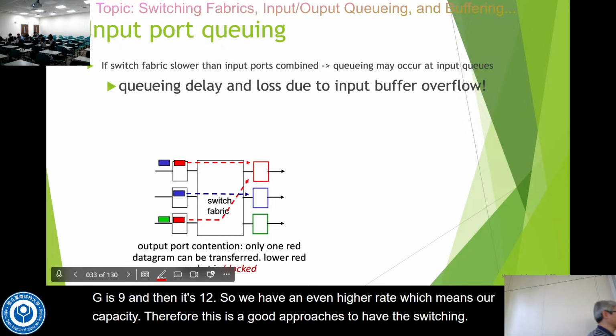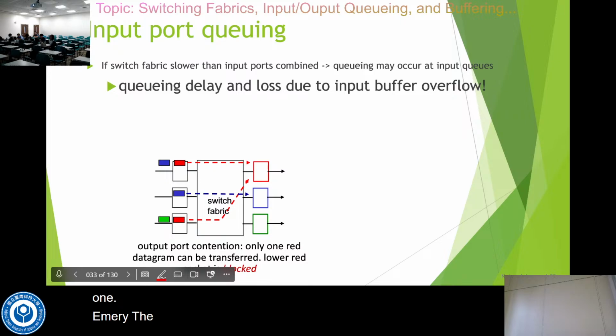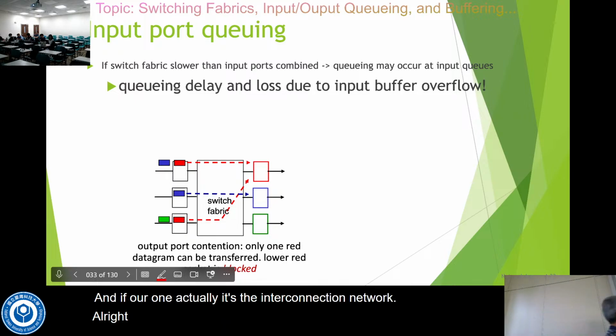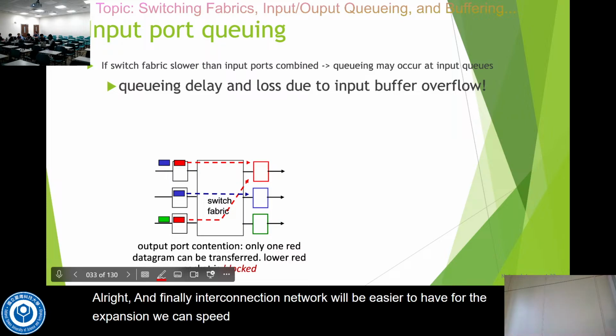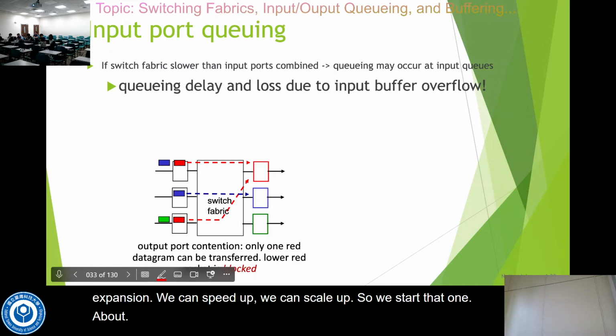Well, so up to now, we already have 3 approaches to have the switching fabrics. The first one, memory. The second one is bus. And the third one is actually the interconnection network. And finally, the interconnection network will be easier for expansion. We can speed up, we can scale up. So we expect that one. That covers the 3 possible types of switching fabric.